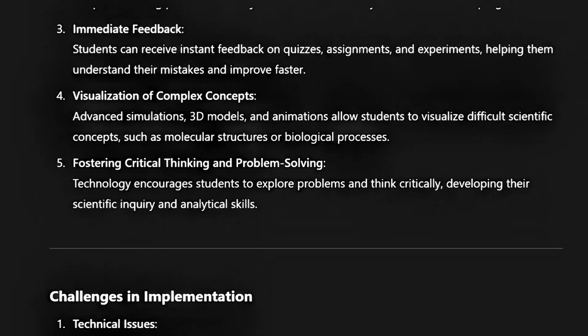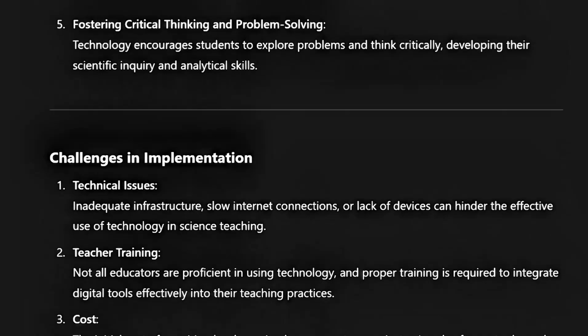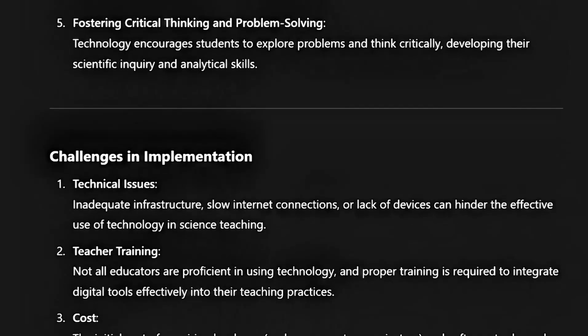3. Immediate feedback. Students can receive instant feedback on quizzes, assignments, and experiments, helping them understand their mistakes and improve faster. 4. Visualization of complex concepts. Advanced simulations, 3D models, and animations allow students to visualize difficult scientific concepts, such as molecular structures or biological processes. 5. Fostering critical thinking and problem solving. Technology encourages students to explore problems and think critically, developing their scientific inquiry and analytical skills.